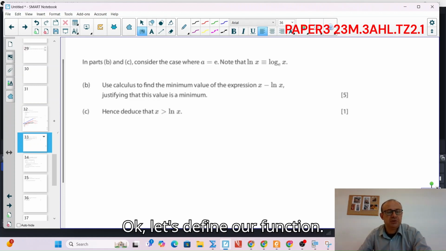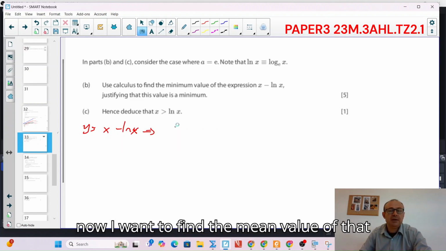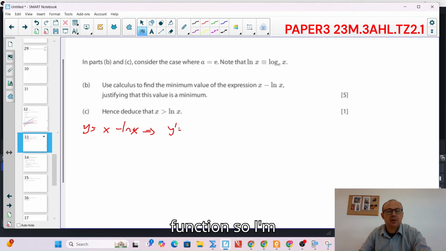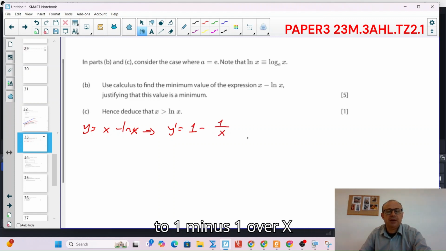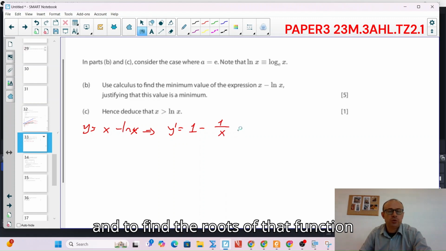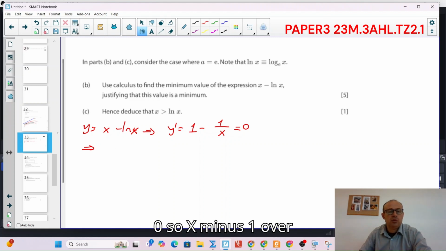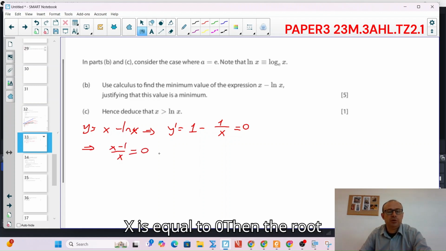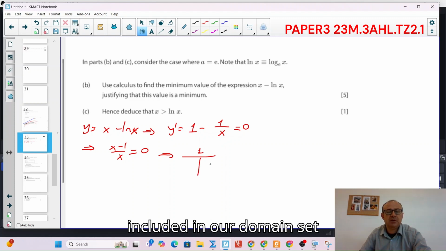Okay, let's define our function. y is equal to x minus ln x. Now I want to find the minimum value of that function. So I'm taking the derivative, and the derivative is equal to 1 minus 1 over x. And to find the roots of that function, I'm equating the derivative to 0. So 1 minus 1 over x is equal to 0. Then the root is 1, because 0 is not included in our domain set.